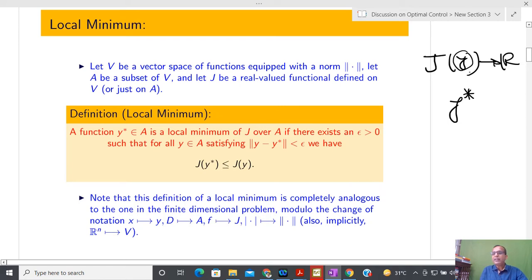So I have to define some relation or distance between y and y star. I have to talk about the distance between two functions. Using the Euclidean norm I can know the distance between two points, but here the problem is a little more difficult. I have to talk about distance between two functions, and due to that reason I have defined a new notion, the notion of norm, which is a generalization of the absolute value.